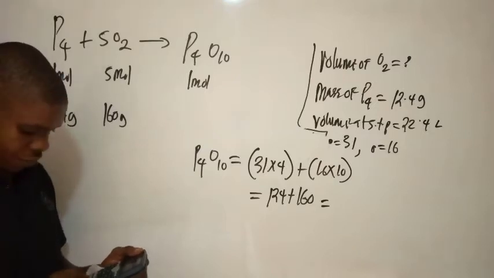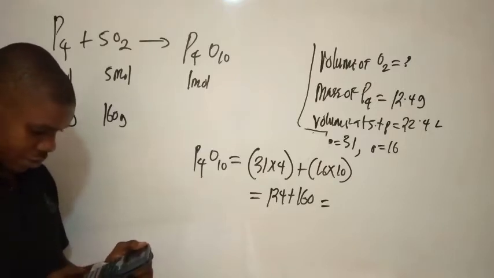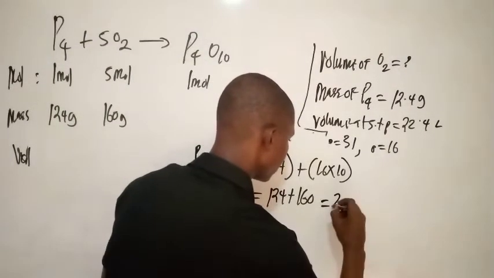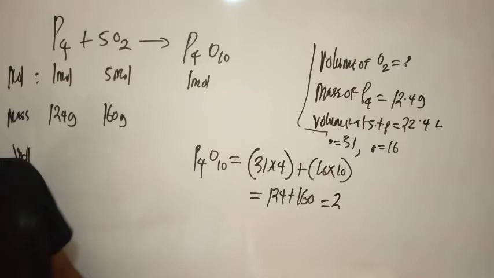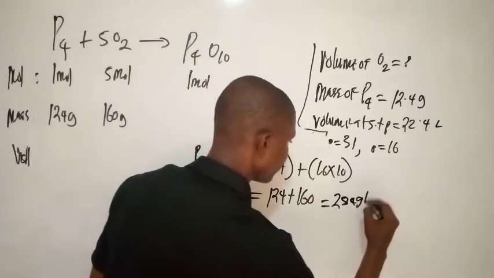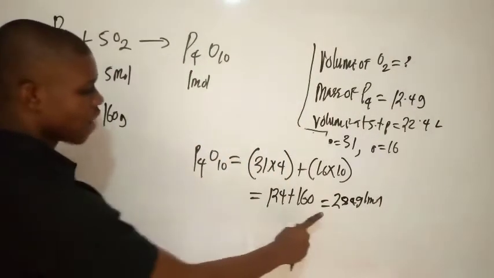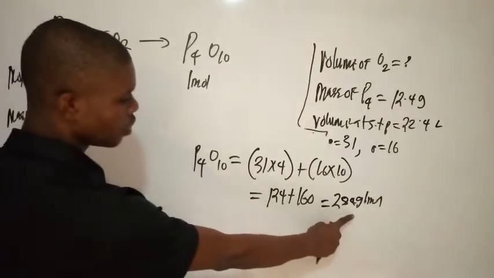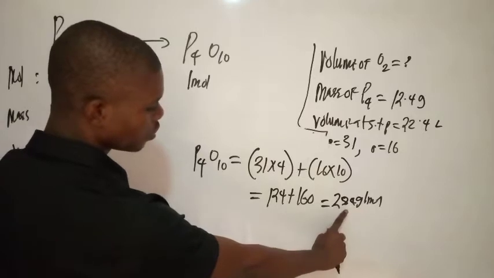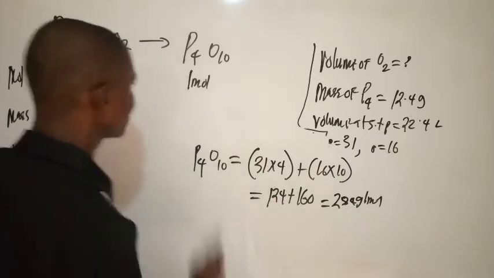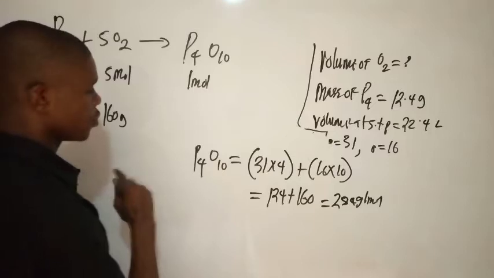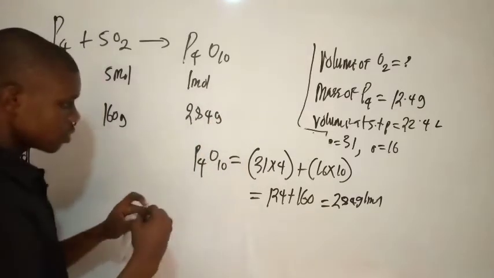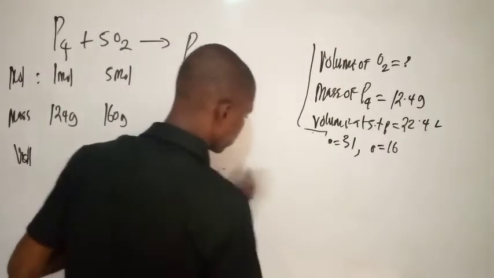So you add them together. 124 plus 160 gives us 248... 284 gram per mole, right? So do you mean that for every 1 mole of phosphorus oxide, I have 284 gram of phosphorus oxide, right? And what do we have here? We have 1 mole. So it's going to be 284 gram. So that is what you want to do.